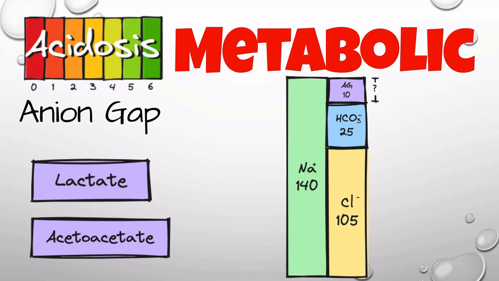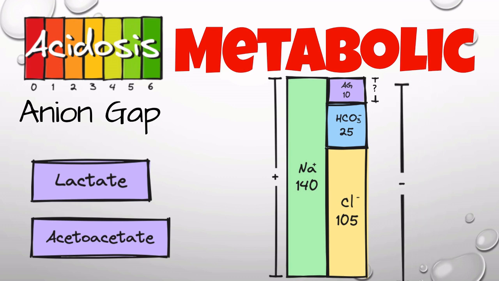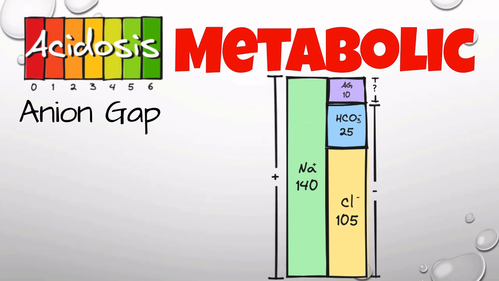We know that the gap exists because we know that plasma is electrically neutral, and the positive charge, which is due mostly to the sodium cations, must balance the negative charge. The negative charge is due to a number of different types of anions, of which bicarbonate and chloride are the major constituents. But some of these anions are not measured normally in blood work, so when they're present, there appears to be more positive charge than negative charge. In other words, there's a gap between the negative and positive charge.